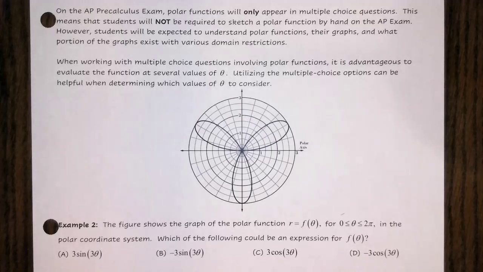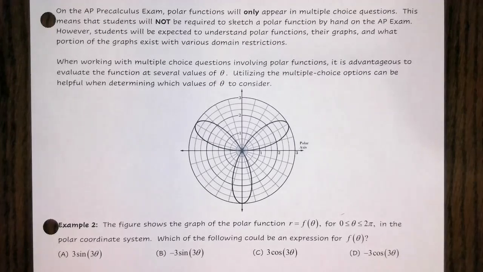So when working with the multiple choice questions involving polar functions, it is advantageous to evaluate the function at several values of theta. Utilizing the multiple choice options can be helpful when determining which values of theta to consider. You may also want to consider graphing it in rectangular, because that sometimes helps as well. We went through a series of different polar equations and talked about their attributes last time. Now we're going to look at some of these MCQs that you can see on the test so that you're able to answer them.